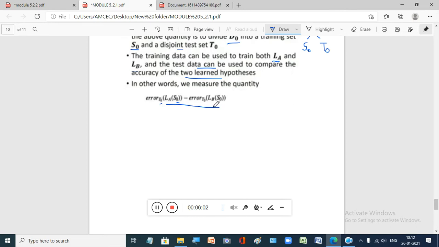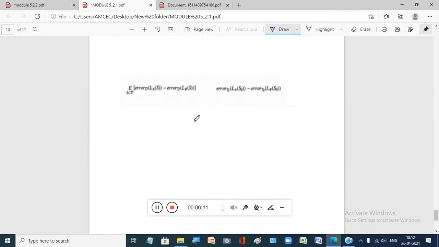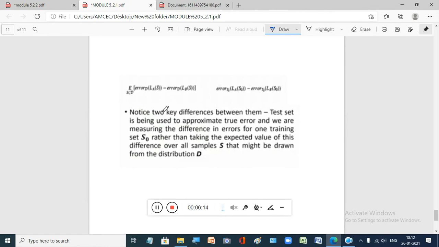Now if you look at the two differences between the above equations, this equation and that equation, both are the same equation but there is a slight difference. In the previous equations we were considering our entire sample S, the training data set S, which belongs to the entire data sample D0. Whereas here, the data set is divided into two disjoint subsets: the training set S0 and the test set T0.